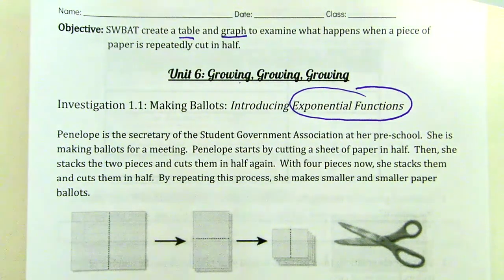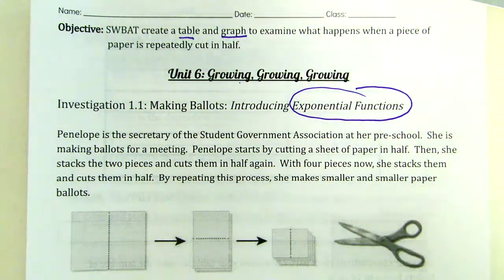So the scenario for today, it says that Penelope is the secretary of the Student Government Association at her preschool. She is making ballots for a meeting, right? Ballots are just little slips of paper that people vote on. It says Penelope starts by cutting a sheet of paper in half, then she stacks the two pieces and cuts them in half again. With 4 pieces now, she stacks them and cuts them in half. By repeating this process, she makes smaller and smaller paper ballots, okay?